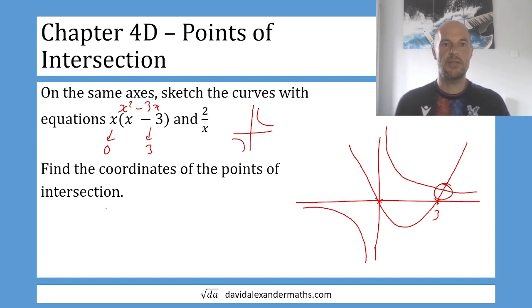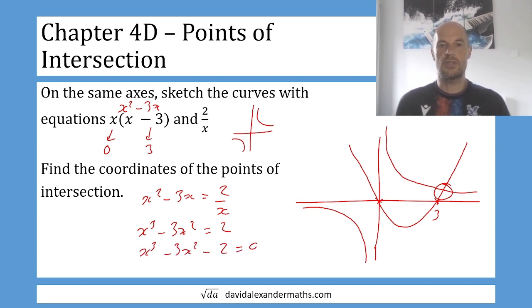Okay, so all we need to do is set the two equations equal to each other. So x squared minus 3x equals 2 over x. Multiply through by x, so x cubed minus 3x squared equals 2. Subtract the 2. x cubed minus 3x squared minus 2 equals 0.